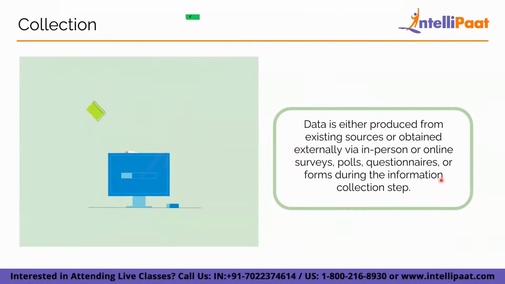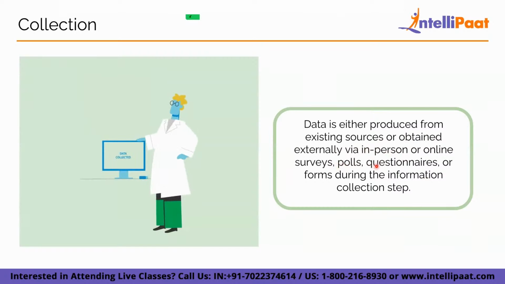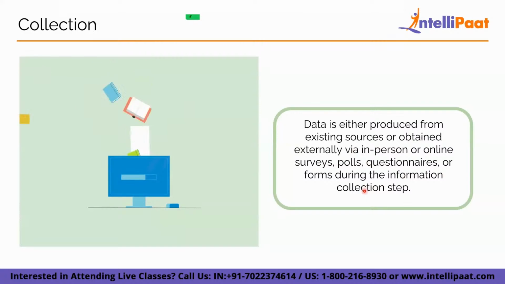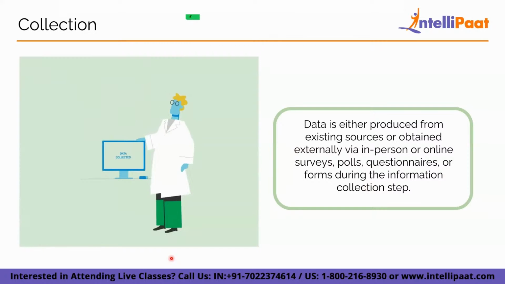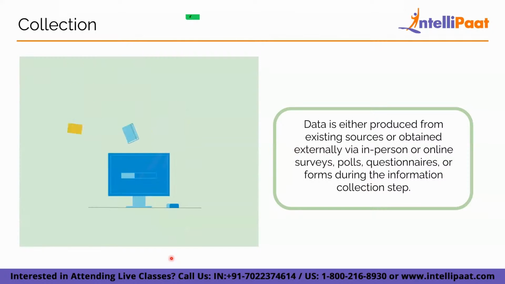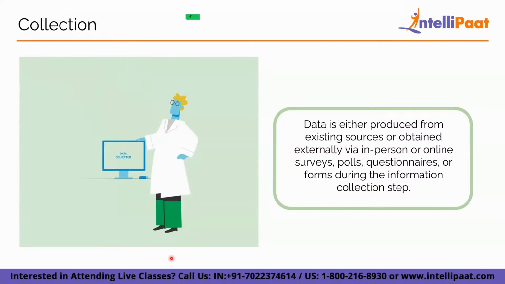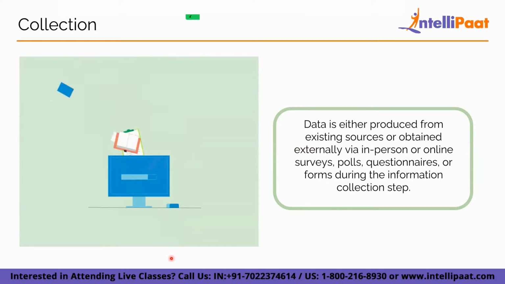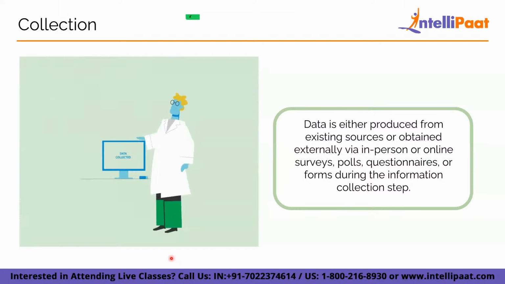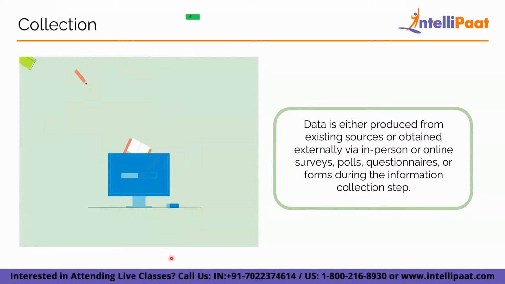Now, talking about collection, data is either produced from an existing source or obtained externally via person or online survey, poll, questionnaires, or forms during the information collection steps. So a company can rely on n number of methods for the process of data collection. We don't know the actual source. It depends on how good the company is. If the company is self-sufficient, they can collect it through online data sources. Also, if they are running business at a smaller level, they can collect at the POS. At the time the person is making a sale, they can collect the review and feedback. So it depends on company to company.